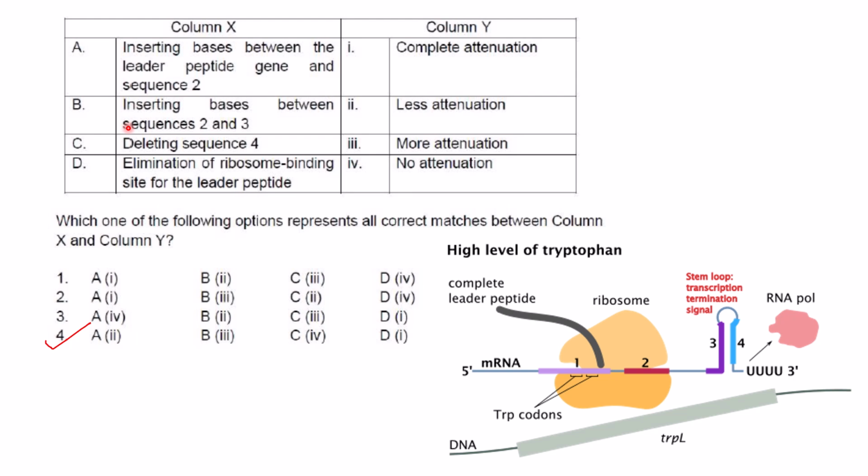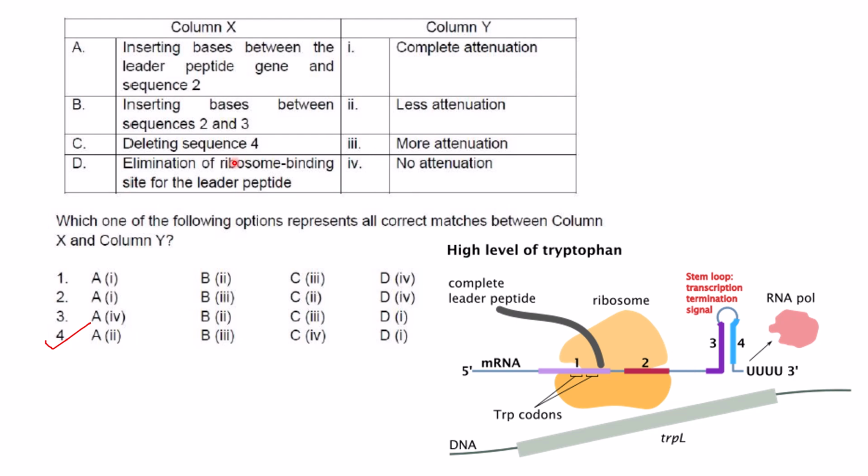Then the next, B, inserting bases between sequence 2 and 3. So between 2 and 3, you insert a few bases. So as a result of this, what will happen? 2 and 3 separate, and spacing between them increases, and they will not be able to form base pair with each other. So that makes 3 available to form base pair with 4. 3 and 4 base pairing occurs. Termination loop is formed. Attenuation happens. So B is more attenuation. So B will be 3.